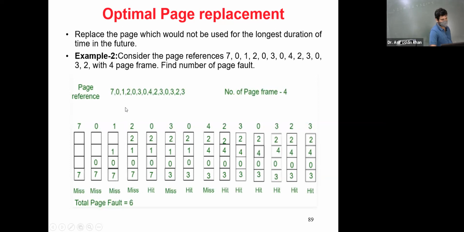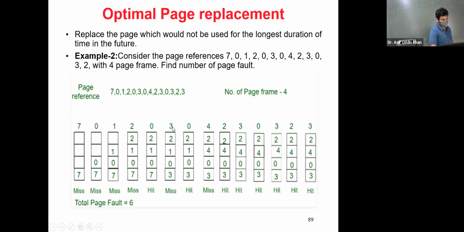So load here. 2 is required, 2 not present. Load here, load here. Okay. Now all the frames are filled. So 4 misses are there up to this. Now the processor requires which page? Page number 0. Now see whether 0 is present or not. Yes, 0 is present. So hit, no problem, it will take.